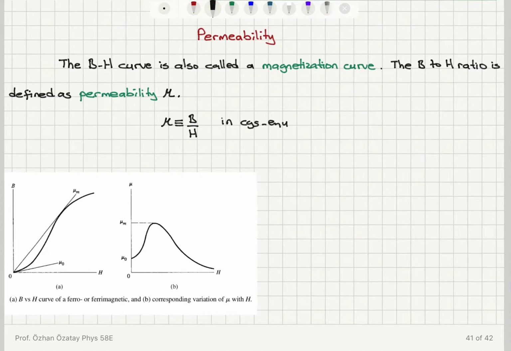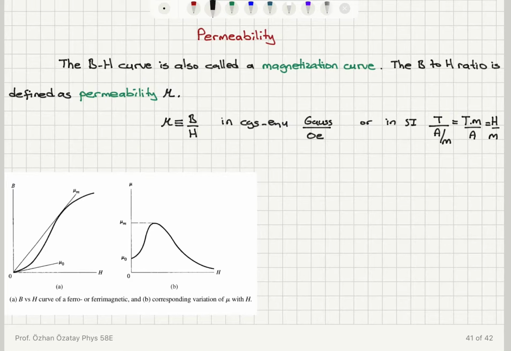Magnetic induction is measured in Gauss. Magnetic field is measured in Ørsted, so it's Gauss per Ørsted. Or in SI, since we have magnetic induction in Tesla, magnetic field is in ampere per meter. This is Tesla meter per ampere, which is also Henry per meter.